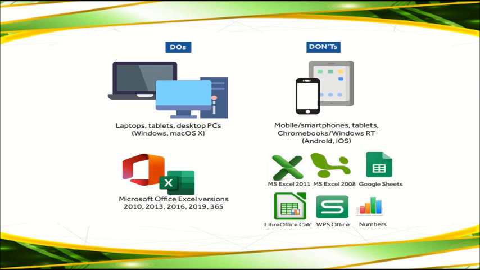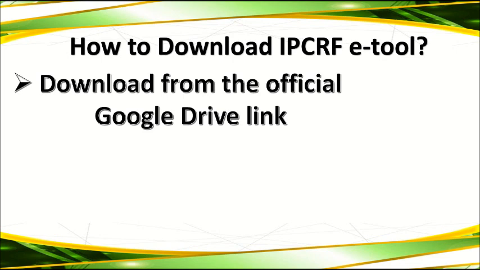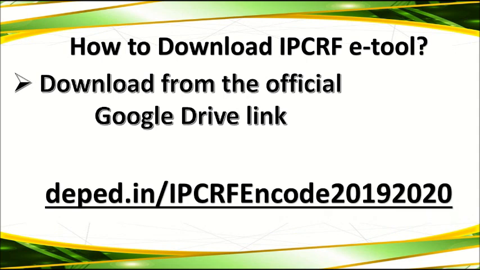Please be reminded that we are required to use laptops or desktops in downloading the file, and we need to use Microsoft Office Excel versions 2010 up to the latest. We are not allowed to download it on our mobile phones. How to download the IPCRF electronic tool? You need to download it from the official Google Drive link, and this is the link: deped.in/IPCRF encode 2019-2020. Again, the link is deped.in/IPCRF encode 2019-2020.